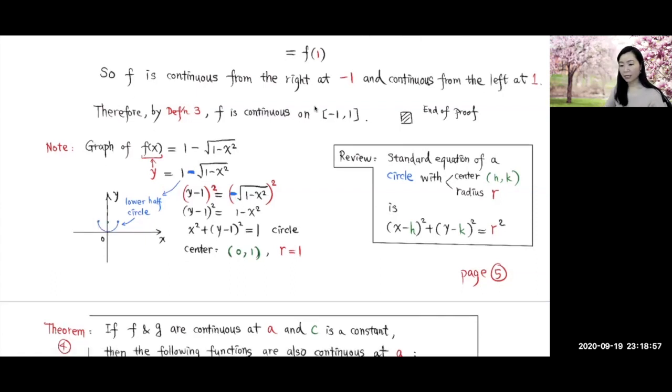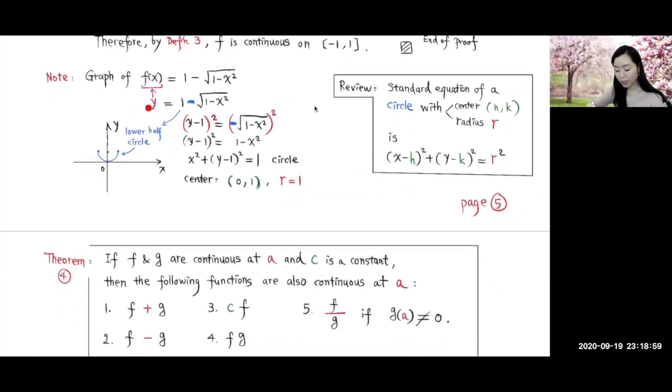Okay, all right, because you see the y value here is always less than this 1. So it's going to be below 1. So the y coordinate is going to be below 1. So it's the lower half of this circle.